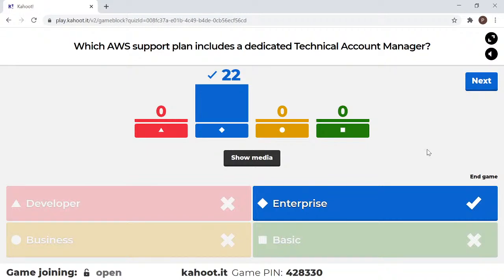Wow, that was great. Everyone got it right. So yes, enterprise is the right option.